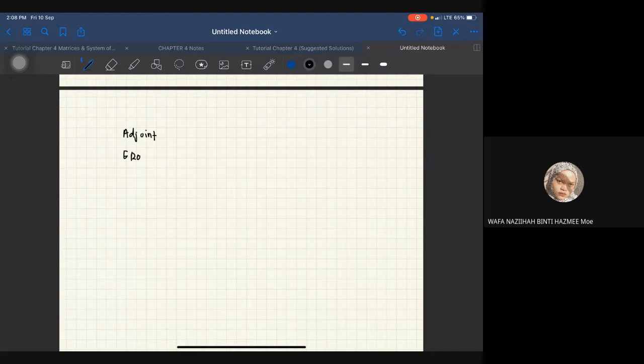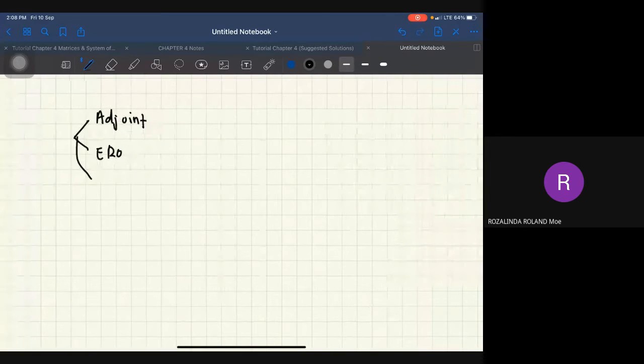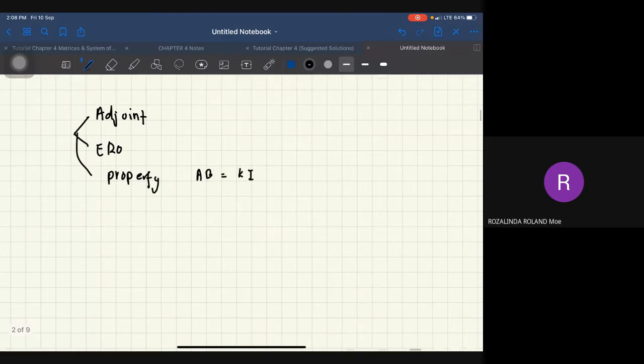Okay, so ada lagi satu cara. There's another one. What is the last method? Property. Property, betul? Good. Okay, so kita guna property. Contohnya kalau kita ada A times B is equals to K I. Okay, so ini adalah contoh yang general. Alright, so soalan minta kita cari A inverse.